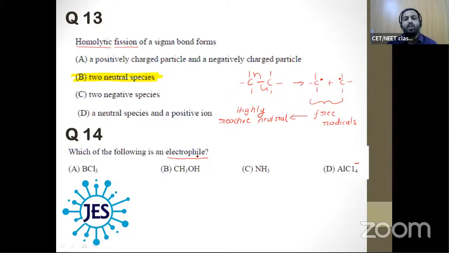Please do remember, electrophiles are species which accept electrons. They seek electrons. They're electron deficient. Now, methanol has oxygen with 2 lone pairs. It will act as a nucleophile. Ammonia has 2 lone pairs. AlCl4 minus is negatively charged. It has its octet complete. It is BCl3, boron trichloride. Will have incomplete octet.